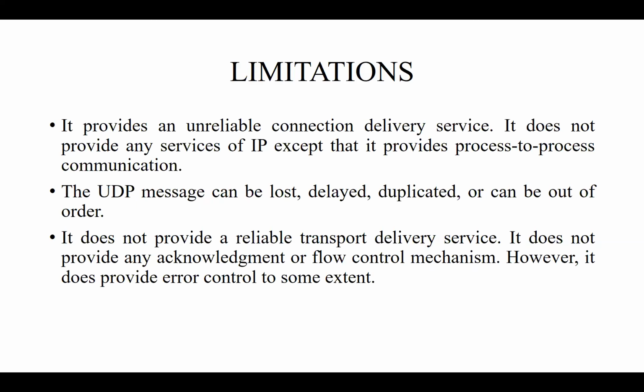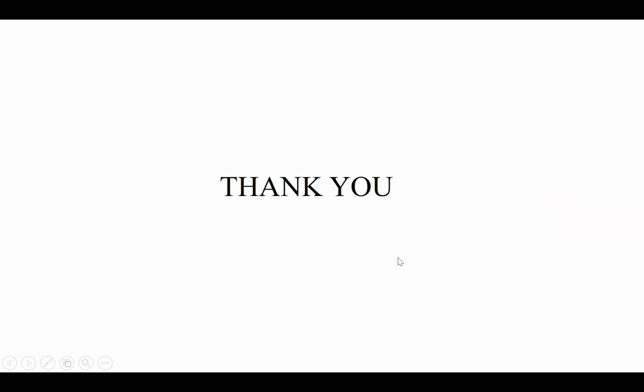But as a major limitation, UDP gives an unreliable delivery service, where packets can be lost, delayed, duplicated, or out of order, and it does not provide any acknowledgement or flow control mechanisms. In TCP, what will happen? The acknowledgement will be sent by the receiver, whether the packet reaches the destination or not. But in case of UDP, acknowledgement or flow control mechanisms are not there to avoid congestion. These are the processes involved in UDP. Thank you.